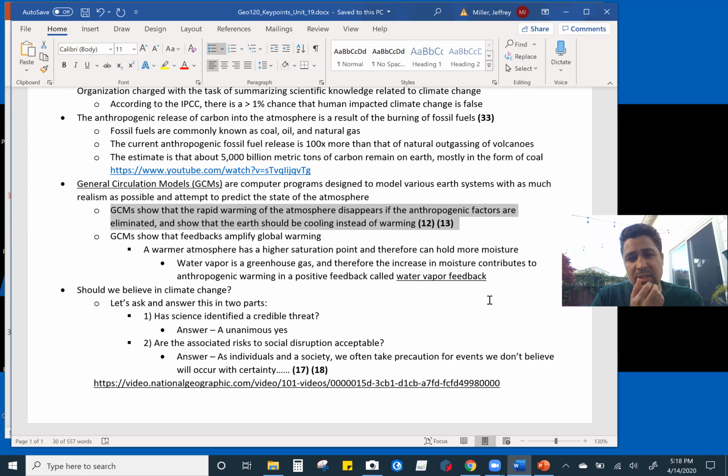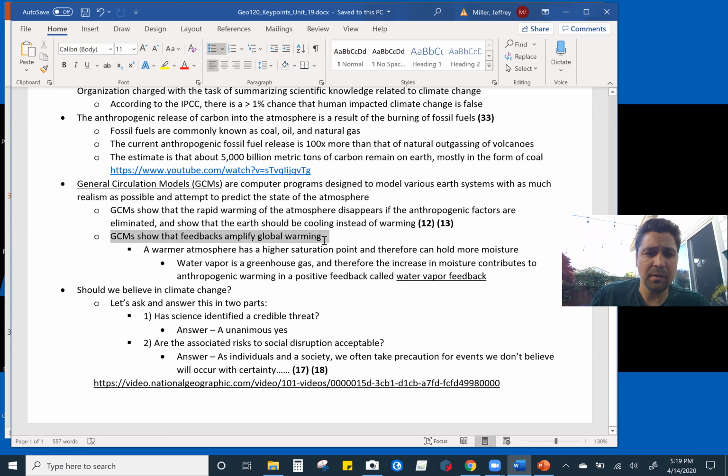And so, looking at GCM models that show rapid warming of the atmosphere, the rapid warming actually disappears. It goes away when the anthropogenic factors are eliminated. So basically, when people aren't here anymore, right? We remove those from the equation and still run the model. What ends up happening is that the Earth should actually be cooling instead of warming. So there's even more proof based on these circulation models that, again, people are definitely having an impact on what's happening, okay? And an impact in a very, very short period of time. The time frame is really the thing that is giving us the conclusive answer to say, yes, this is a human-impacted, anthropogenic cause, okay?